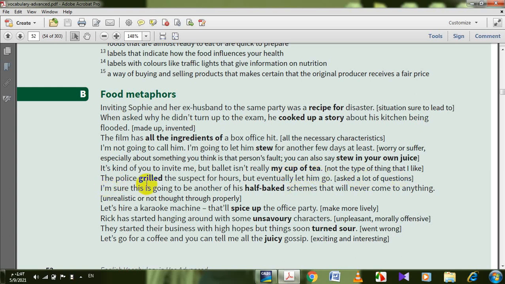The police grilled the suspect for hours, but eventually let him go. Grill, استجوب, استجوب بقسوة. It means asked a lot of questions.